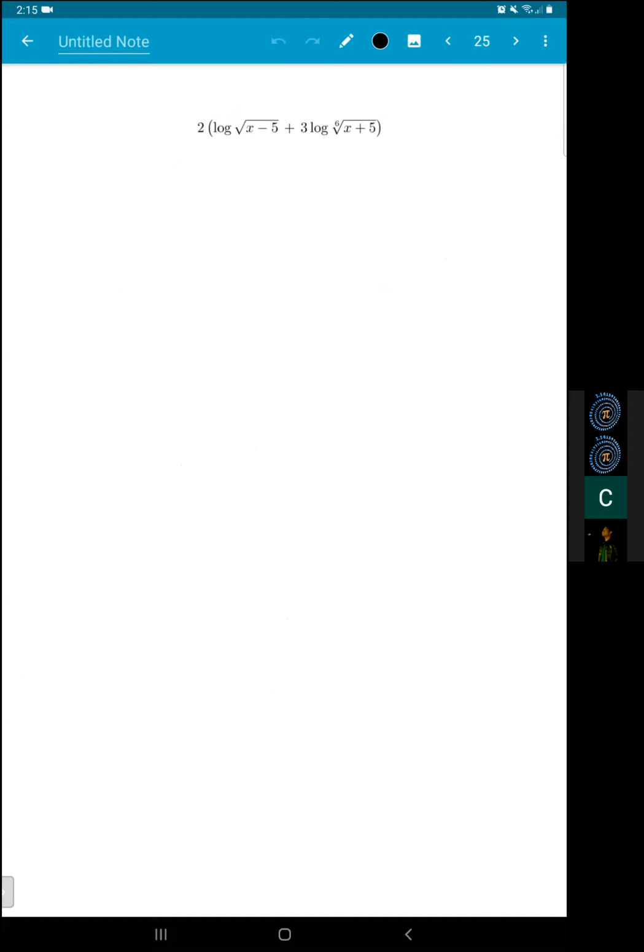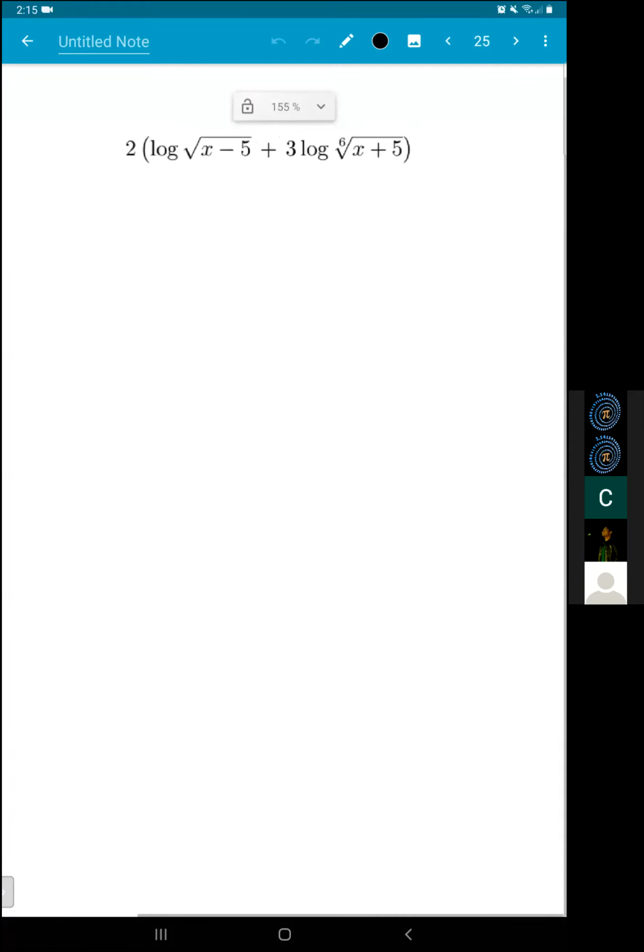Okay, I want you to try. Write this expression as a single logarithm. And then I will show the solution after 2 or 3 minutes. Try this one first.